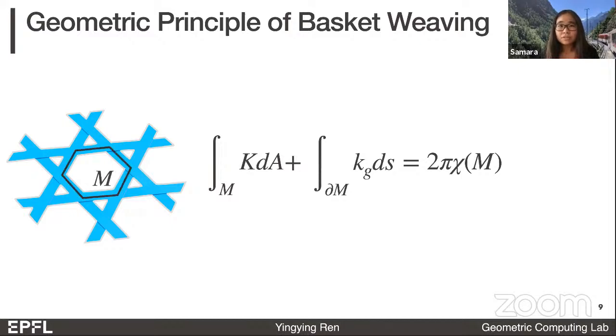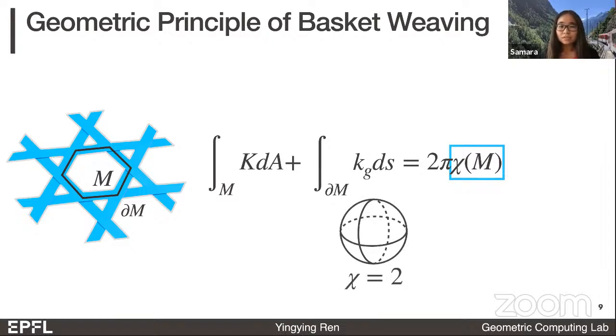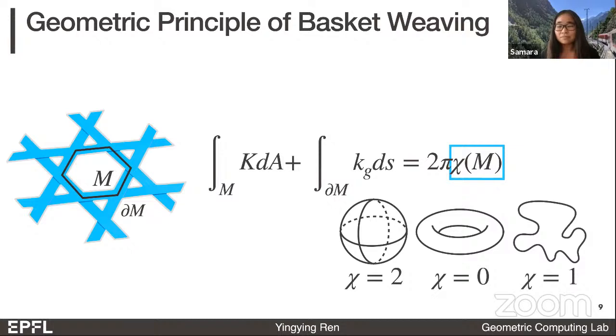Let's consider the boundary of M to be this hexagon. The right-hand side of the equation is simply 2 pi times the Euler characteristic of the surface. The Euler characteristic only depends on the topology of the surface domain. For example, any shape with a spherical topology has Euler characteristic 2. The torus topology is 0, and in our case, the disk topology has Euler characteristic 1. So as far as we're concerned, the right-hand side is always 2 pi.